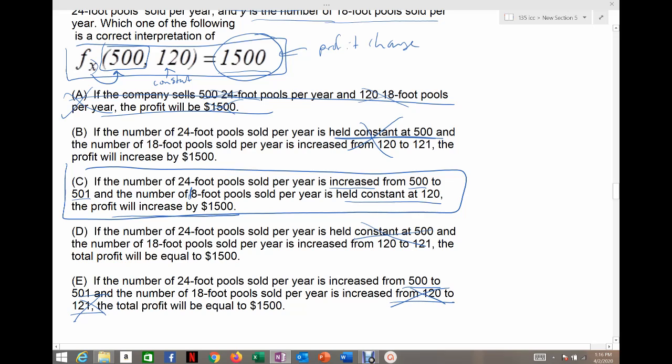The 24-foot pools are going up by 1 unit. Specifically, 500 to 501. When I make that specific 1 unit change from 500 to 501, when we hold the sale of the 18-foot pools constant at 120, when those 2 things are happening, profit isn't 1,500. Profit is increasing by 1,500. We're adding 1,500 more dollars to whatever the profit was at our previous sales. So again, that's the three parts that we're looking for.